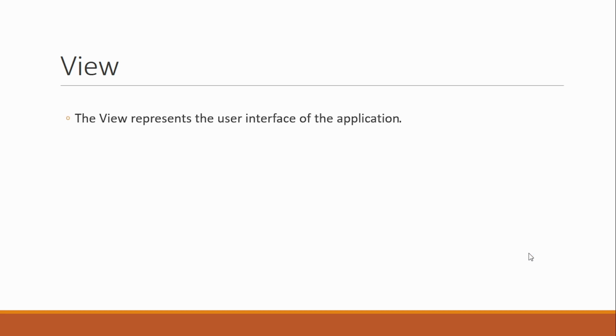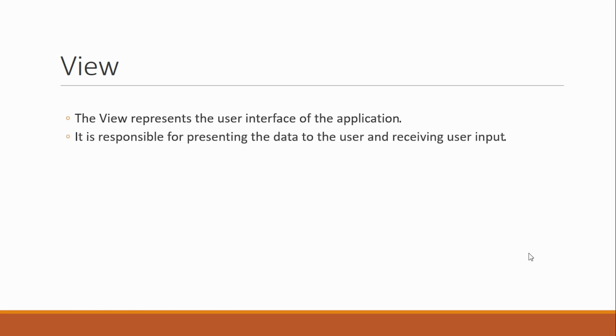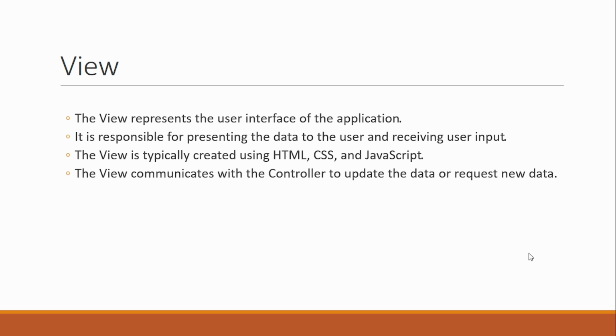The view component in MVC is like the front door of a house. It's responsible for greeting the user and presenting the data in an inviting and user-friendly way. The view is essentially the user interface of the application, allowing users to interact with the data and the application as a whole. The view is typically created using a combination of HTML, CSS, and JavaScript, providing a visually appealing and interactive user experience. It communicates with the controller to update the data or request new data, making sure the user always has access to the most up-to-date information.